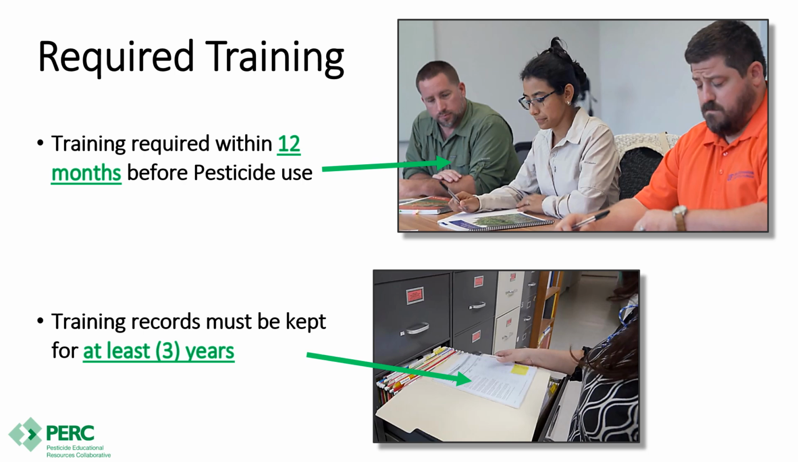One way an uncertified pesticide applicator can become qualified is by completing this pesticide safety training within 12 months before any pesticide use. The supervising commercial applicator must keep a record of the training, including their qualifications on a training record, for at least 3 years.